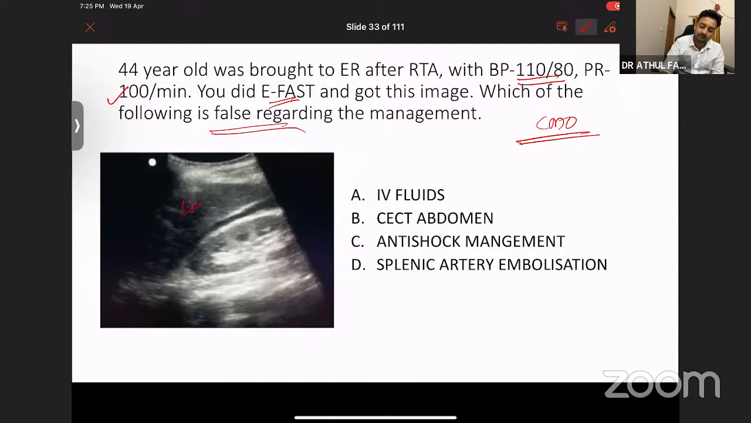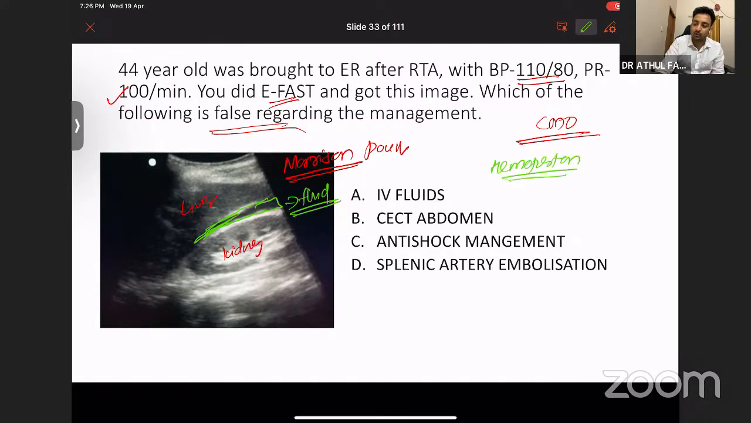So this is the liver. This is the kidney. I told you this is the Morison's pouch. Okay, remember the name. This is the Morison's pouch. What are you seeing here? You are seeing free fluid in the Morison's pouch. This is fluid. So you know there is hemoperitoneum.